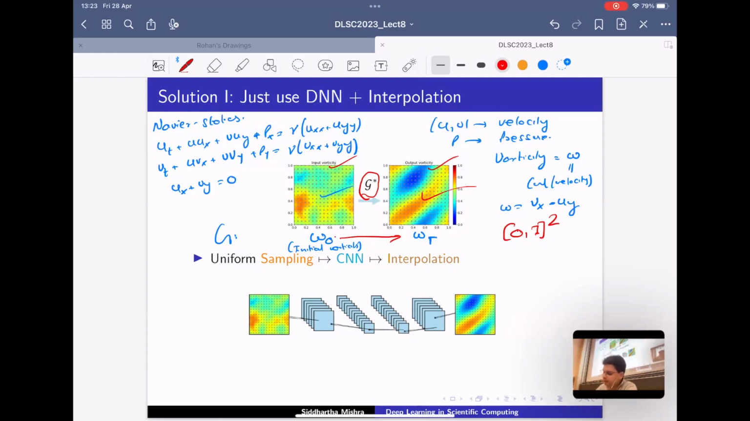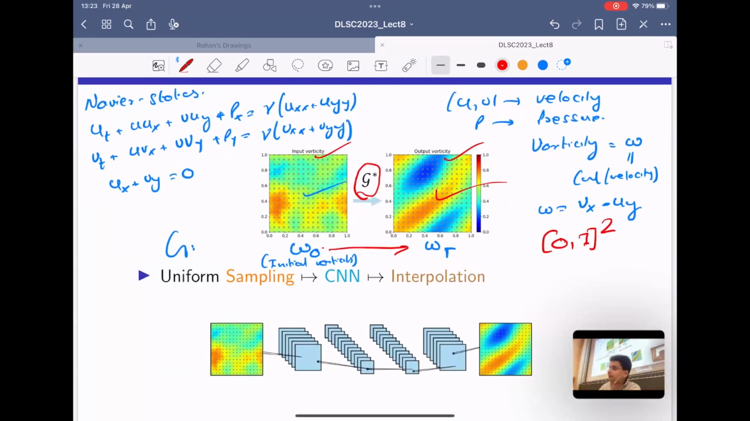But this is the way I can do it, right? So what I'm going to do is, let me explain it a little bit carefully and take the time to do it. Okay, so I have been given my initial vorticity. It is given on 0, 1 squared. So given a function, I can always sample it on a grid, right? So these are some grid values. Okay, so here, the sampling is on a grid.